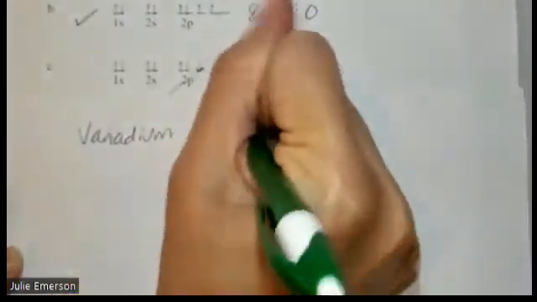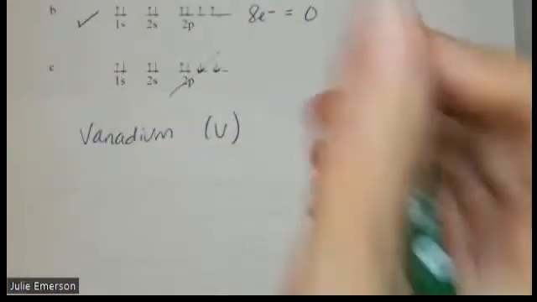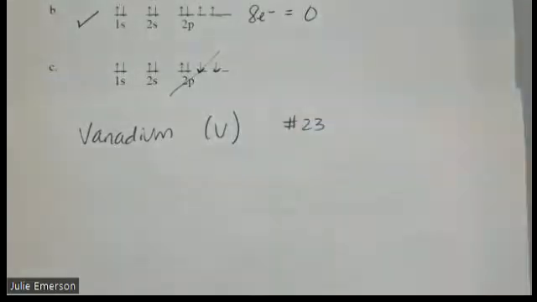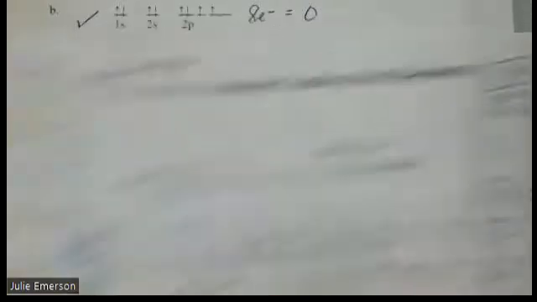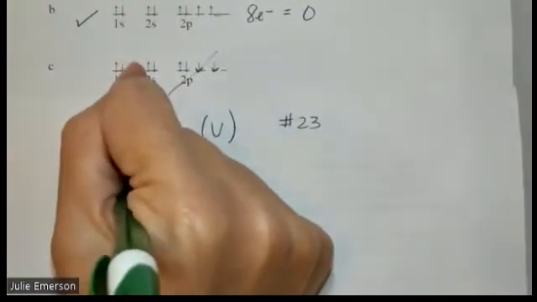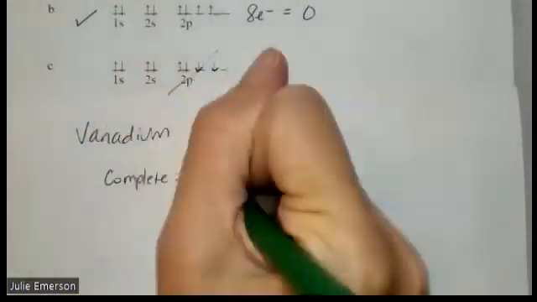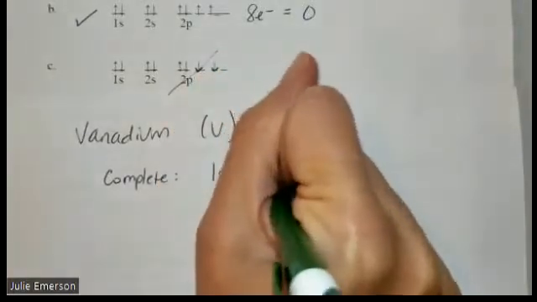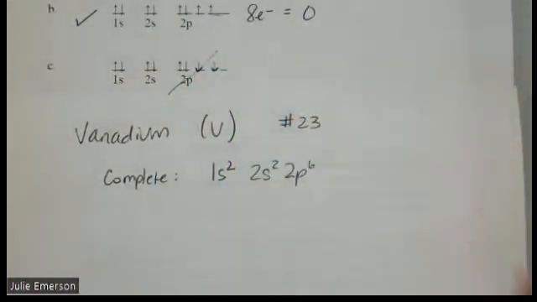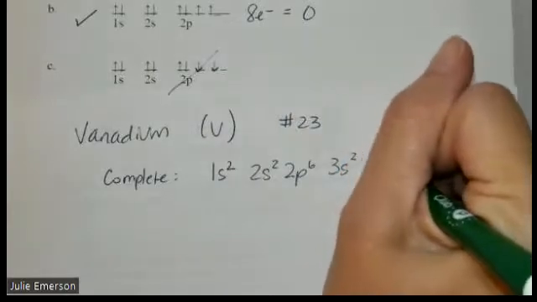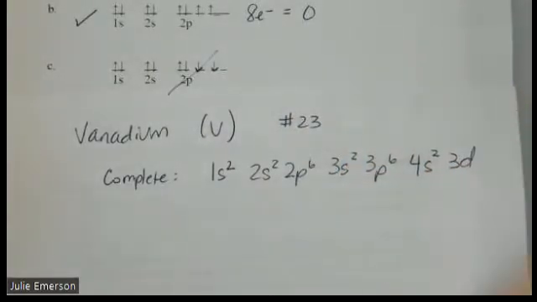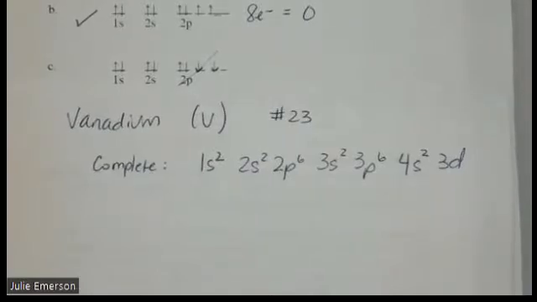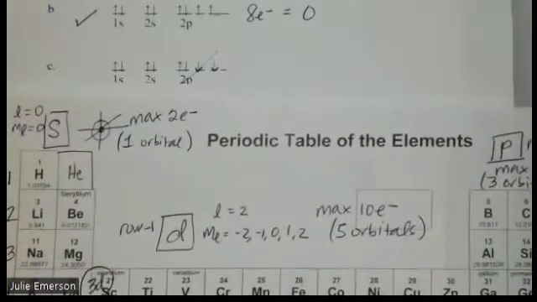All right, so let's look at vanadium. Vanadium, element V on the periodic table, is atomic number 23. So I am looking at vanadium right here, number 23. If I'm going to do the complete configuration first, we're going to start 1s2, and then 2s2, 2p6, and then 3s2, 3p6, and then we'd get to 4s2, and then we go for our glitch, right? It's 3d, and for vanadium, 1, 2, and 3.